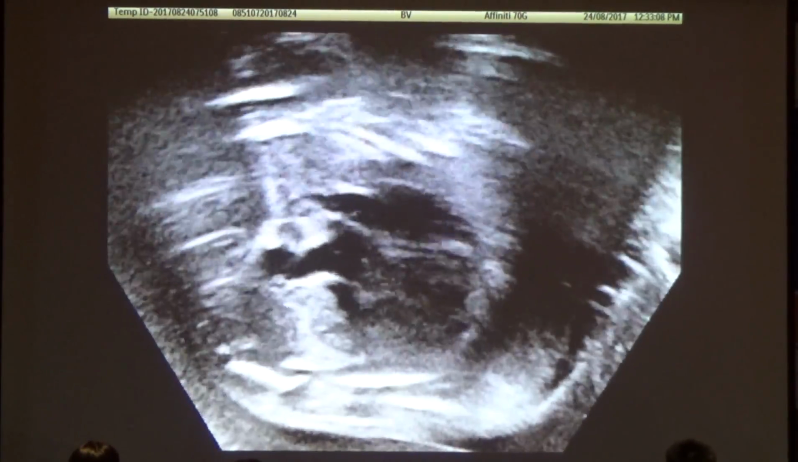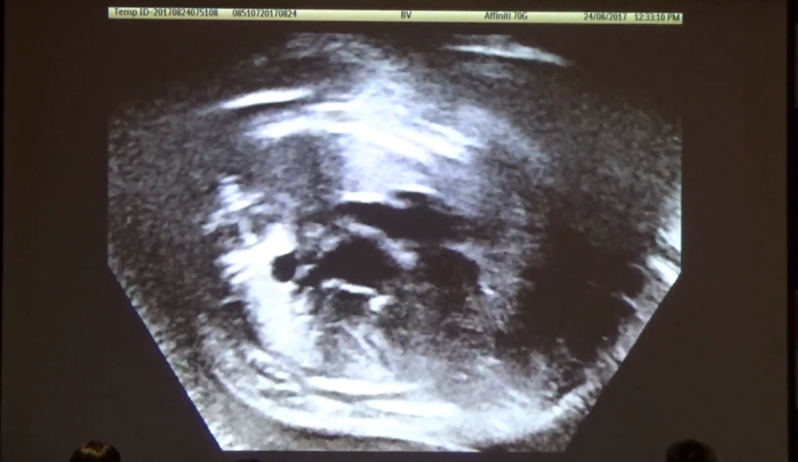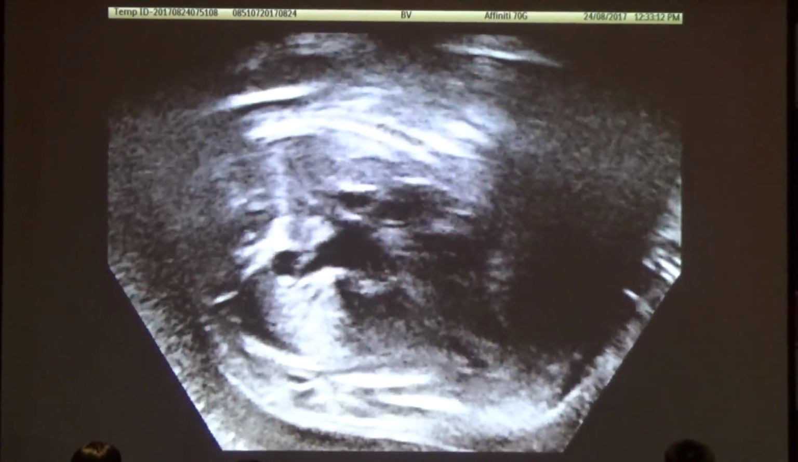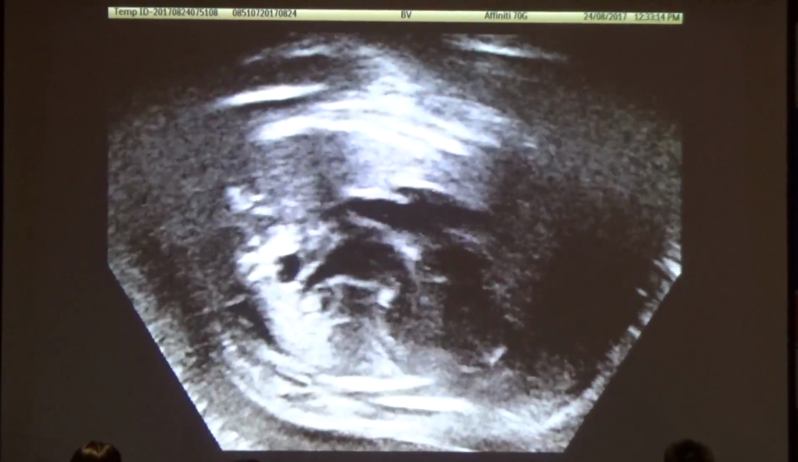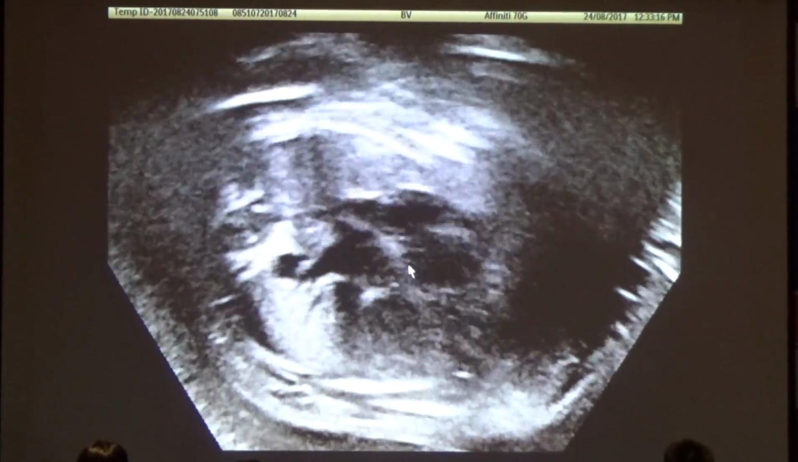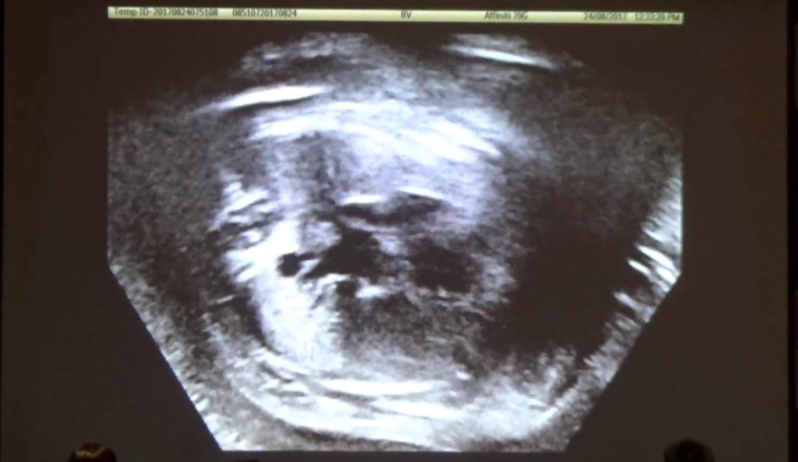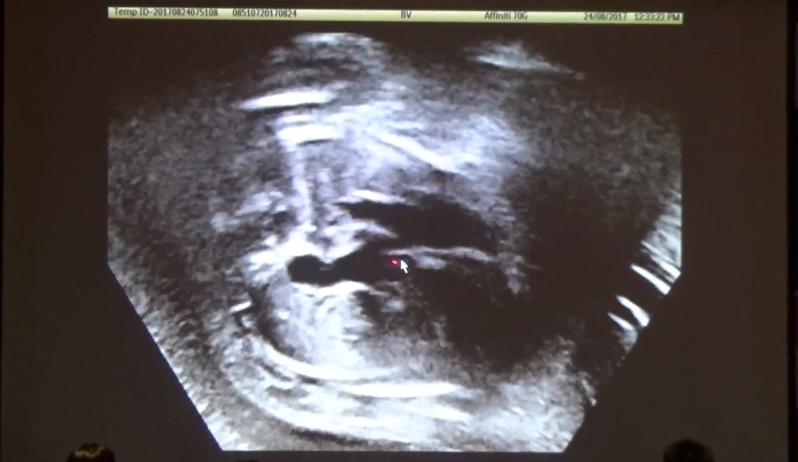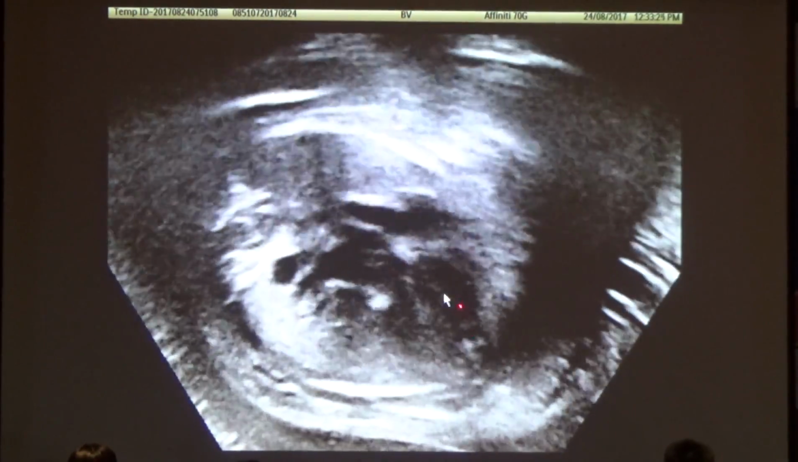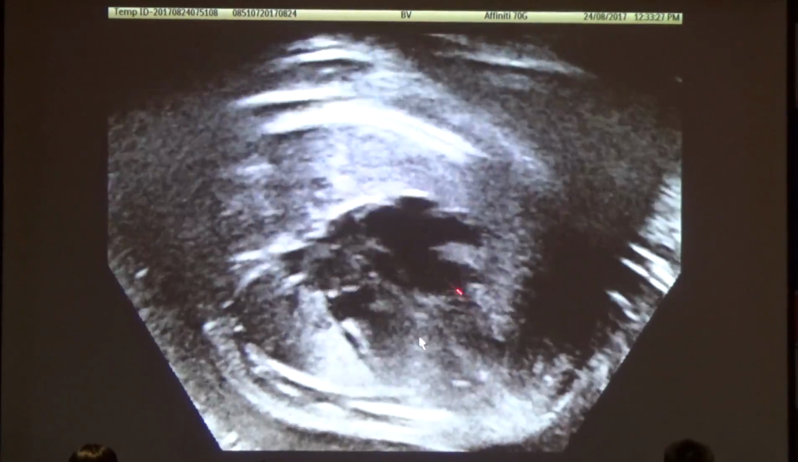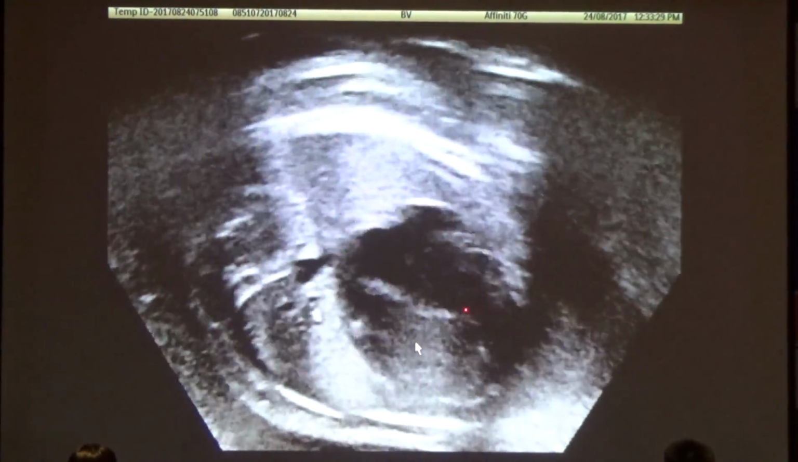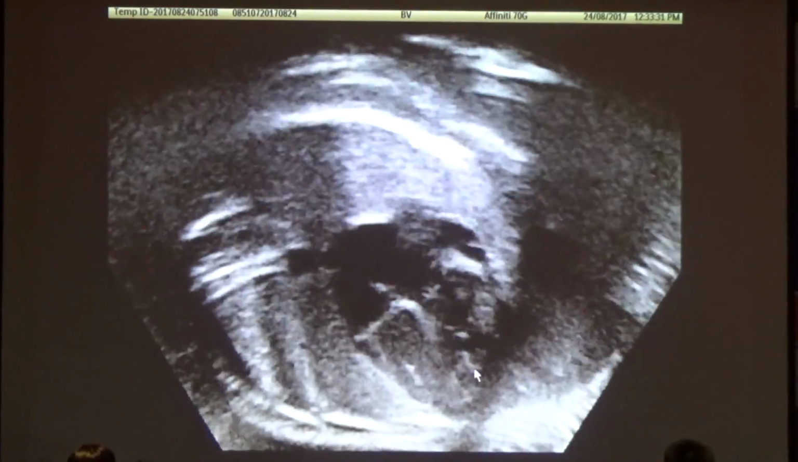You're the right way around. There's, oh, look at that coronary artery there. Isn't that amazing? Can you see the coronary artery here? Here's pulmonary arteries, coming from this ventricle here. Boy, this is a dream.